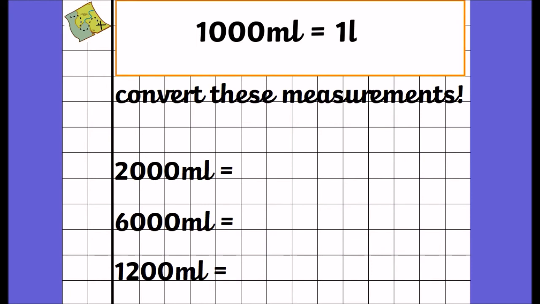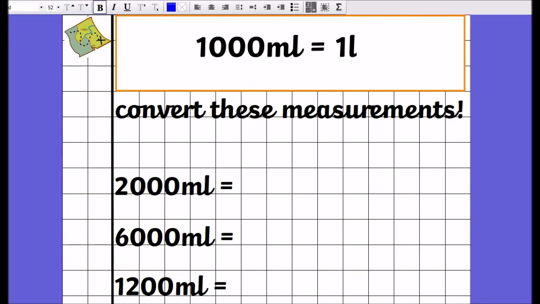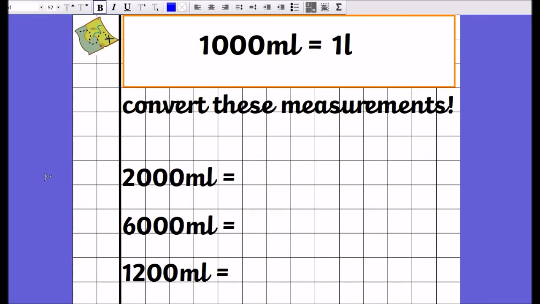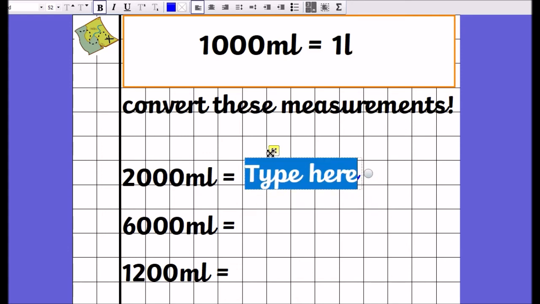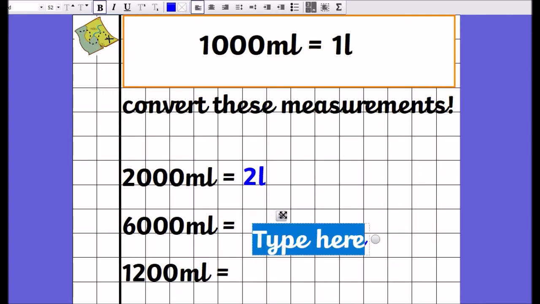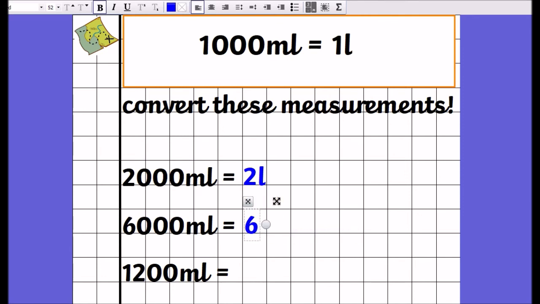Okay, so my top tip is at the top of this page. 1000 millilitres equals 1 litre, and we're going to now convert these measurements. So I've got 2000 millilitres, but I want to know what that is in litres and millilitres, okay? So if I know that 1000 millilitres is 1 litre, I know that 2000 millilitres becomes 2 litres. Therefore, 6000 millilitres will become 6 litres.